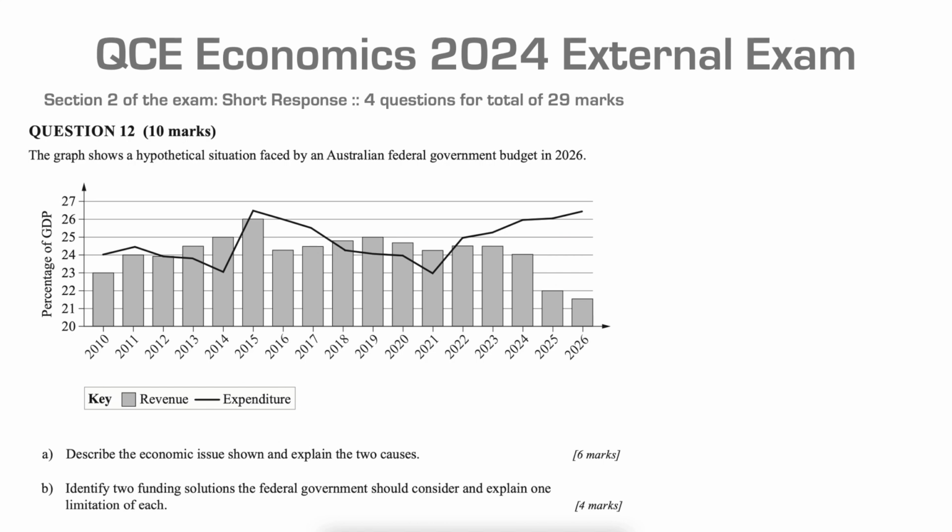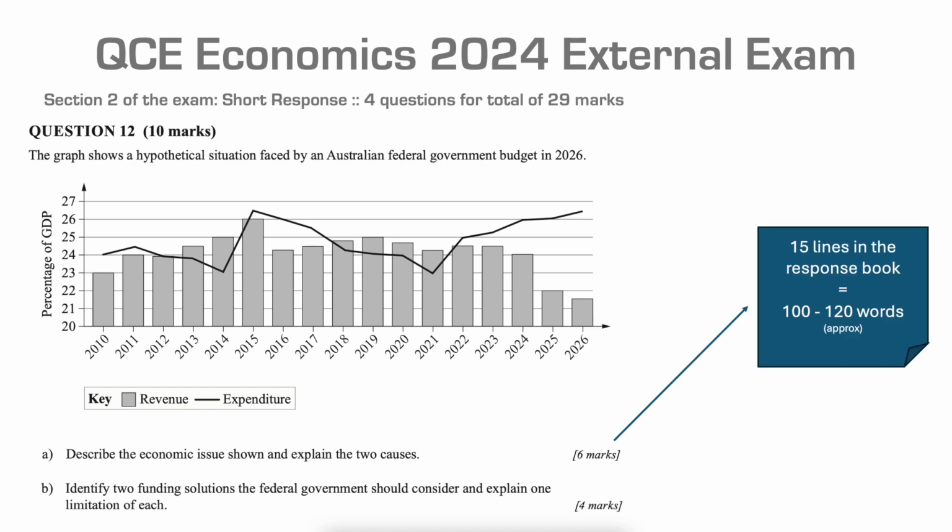This is a really good question and it's an easy 10 marks, and in this video I'm going to break down why. It's a two-part question. Part A, describe the economic issues shown and explain the two causes, worth 6 marks. And B, identify two funding solutions the federal government should consider and explain one limitation of each, worth 4 marks.